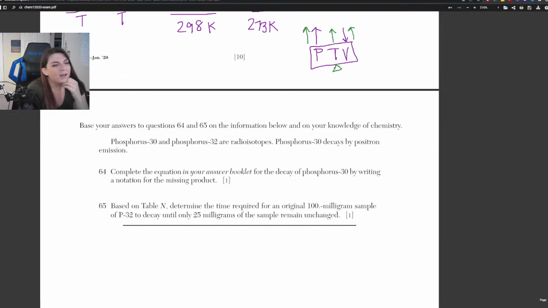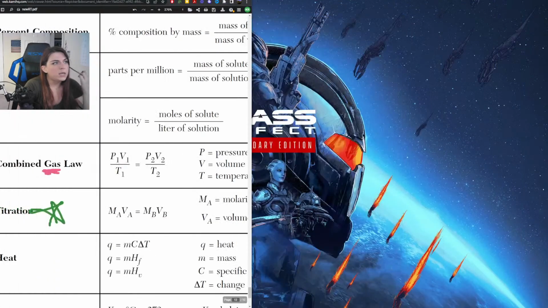Okay. 64 and 65. Phosphorus 30 and phosphorus 32 are radioisotopes. Phosphorus 30 decays by positron emission. Complete the equation in your answer booklet for the decay of phosphorus 30 by writing a notation for the missing product.